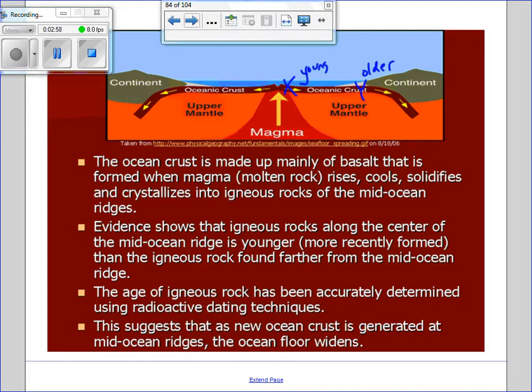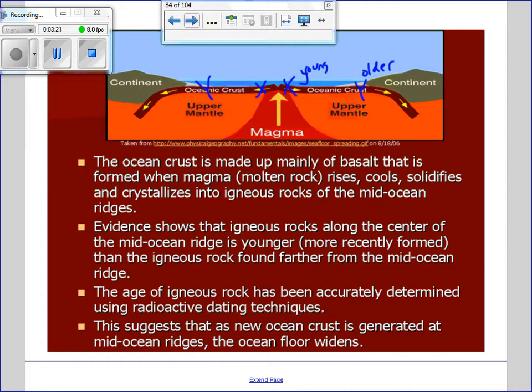Now what is interesting is they can also go on the other side of the ridge over at this X, and they also find that the rock at that X is young, right? And as they get farther away, they find that it is older as well. So they see a pattern on either side of the mid-ocean ridge, where the rock is younger at the center and older the further away you get.